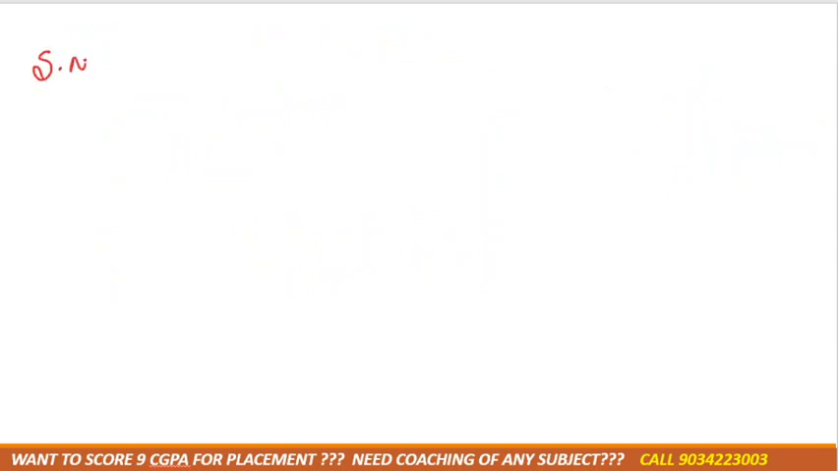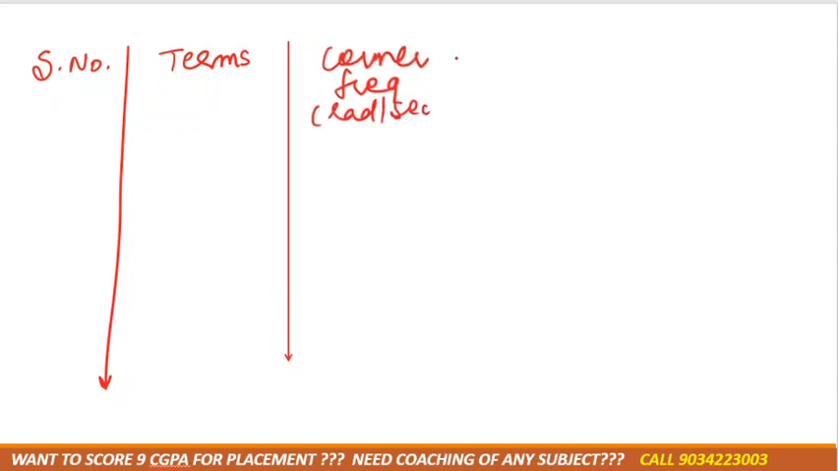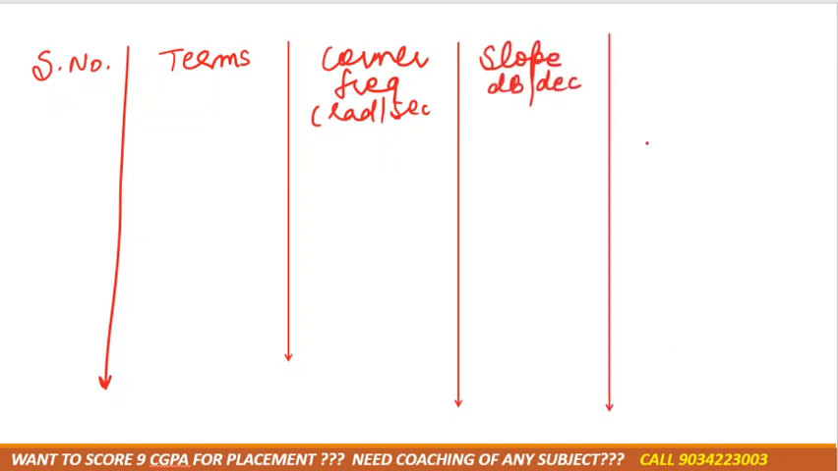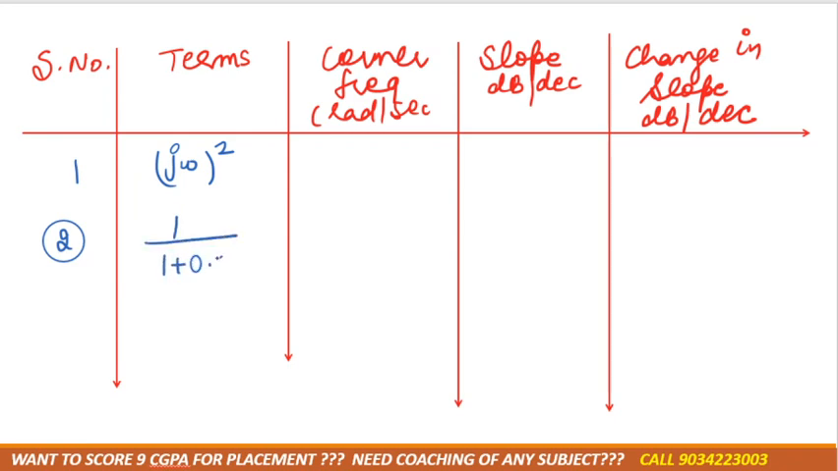In the table, first you have to write down the serial number, then you need to write down the term, then the corner frequency in radian per second, then the slope in dB per decade, then the change in slope in dB per decade. Okay, draw the table and then tell me. So the first term is (j omega) square, right? And the second is 1 divided by 1 plus 0.2 j omega. Another term is 1 plus 0.02 j omega.